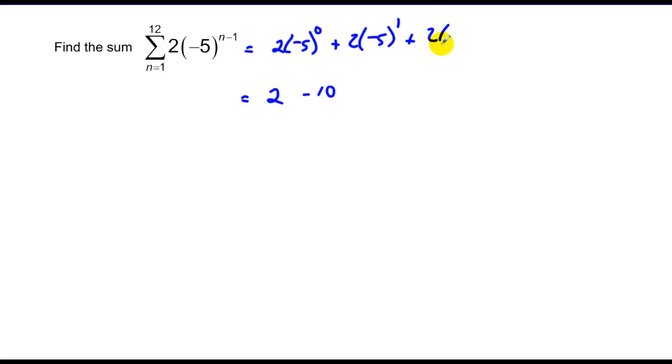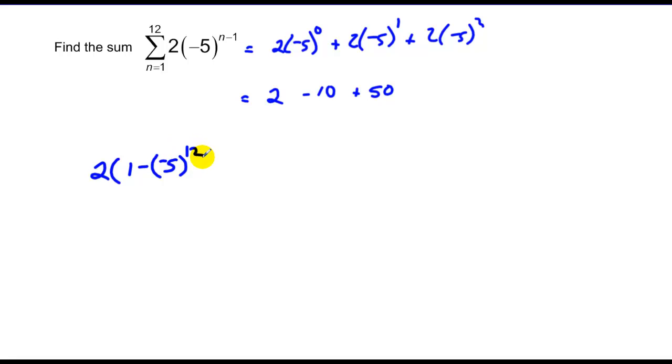My third term is 2 times -5 raised to the second power, which is 50. It appears we're multiplying by -5. So true, it is geometric. So in that geometric formula, I have first term, which is 2, times 1 minus the ratio, which I know is -5.